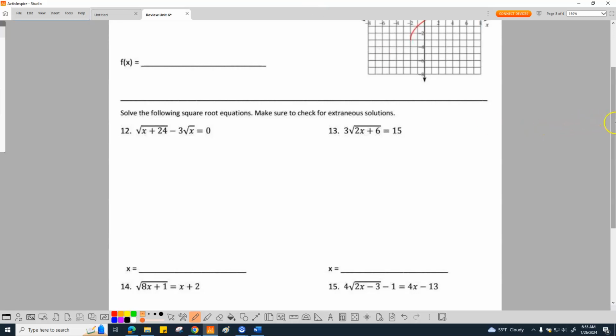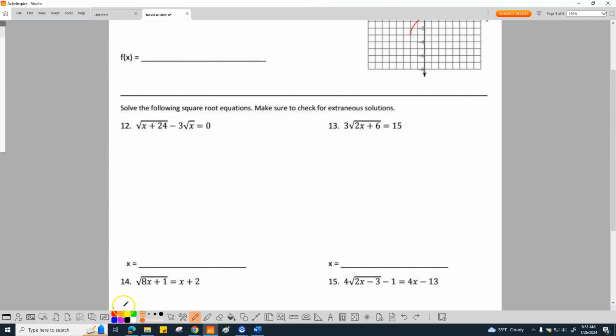We've worked on this the past 2 days in class. A lot of y'all are starting to get it. That's awesome. We have one more day to get this down. Here we go. Solve the following square root equations.